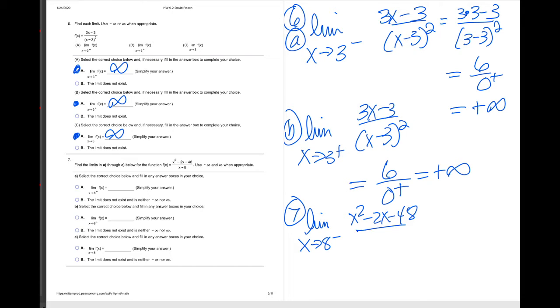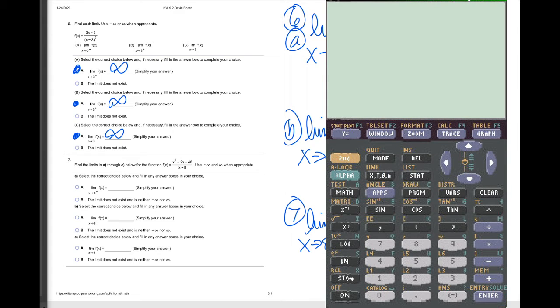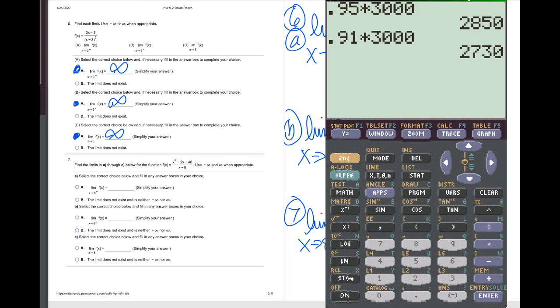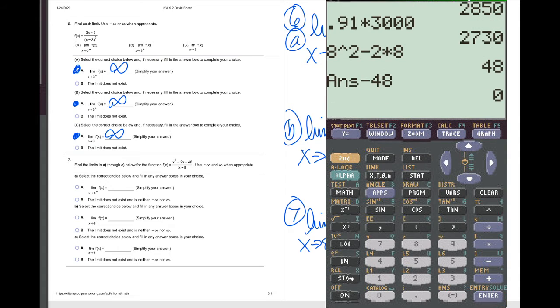All we have to do to check that is see if you actually get 0 when you plug in 8. So 8 squared is 64. 64 minus 16 is 48. Let's double check that on our TI for a second, so we don't make arithmetic errors. So 8 squared minus 2 times 8 is 48, and then minus 48 is 0. Okay, so as you approach 8, you definitely get a 0 divided by 0. All right, so we're going to factor that. Let me get back to that.